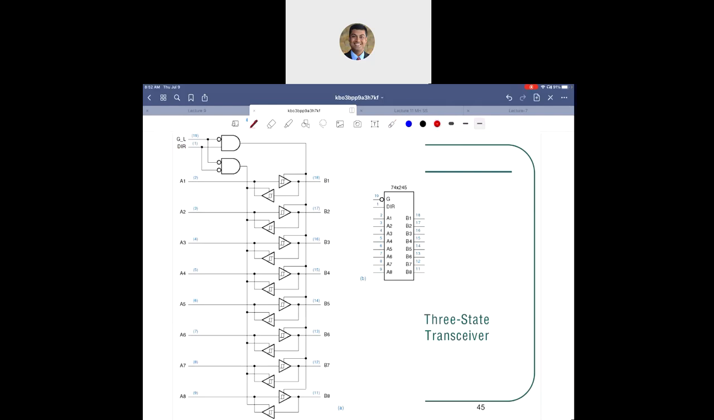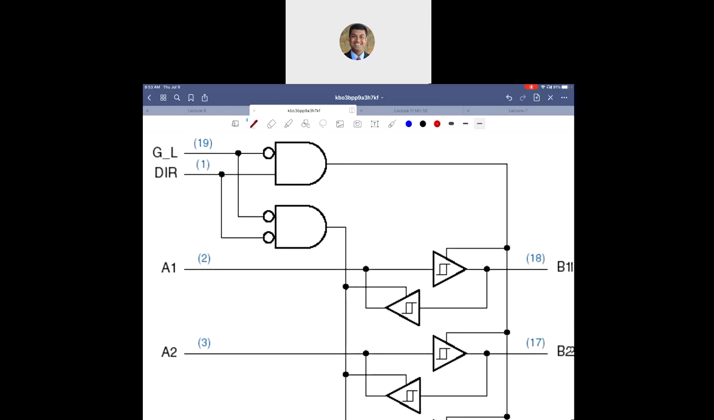I don't know right now whether direction equals zero means A to B or B to A, and direction equals one, I don't know if it is A to B or B to A. So let's try to figure that out. First I'll do direction equals zero. So I'm going to make this guy zero, direction is zero. And I'm going to make sure that this is enabled. So let's say I enable this by making this, it is an active low input based on the naming convention. So I'll make this active zero, right?